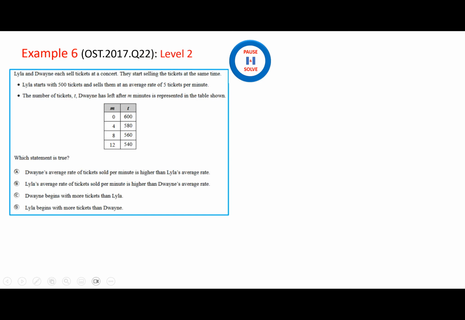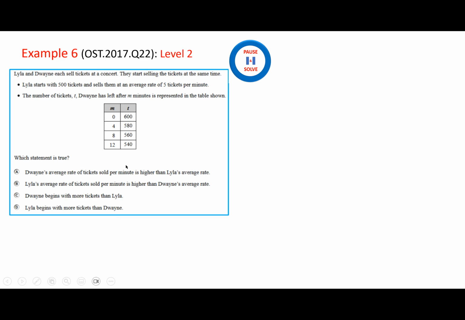Question number 6. Layla and Duane each sell tickets at a concert. They start selling the tickets at the same time. Layla starts with 500 tickets and sells them at an average rate of 5 tickets per minute. The number of tickets T Duane has left after M minutes is represented in the table below.